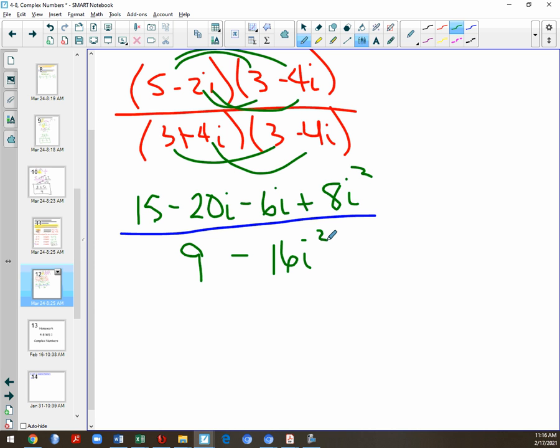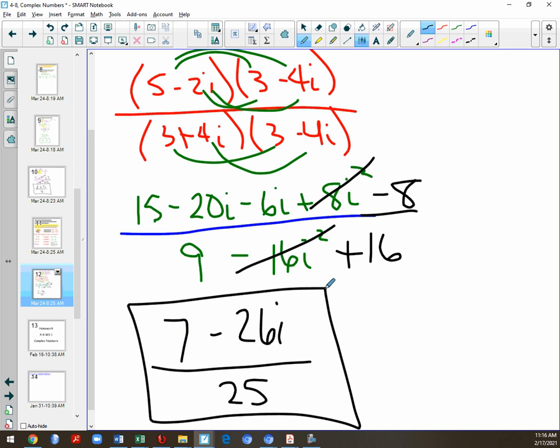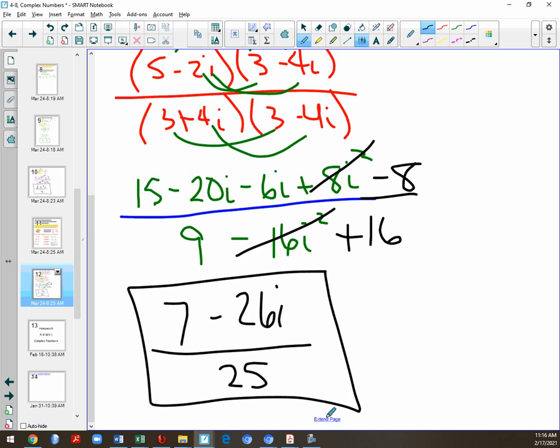So now you are going to change these. The plus 8i squared turns into minus 8, and the minus 16i squared turns into plus 16. So 15 minus 8 is going to give you a 7. Negative 20i and negative 6i is negative 26i. All over 9 plus 16, which is 25. Go ahead and check if you can reduce either direction. The answer to that is you cannot. So therefore, your answer is 7 minus 26i over 25.